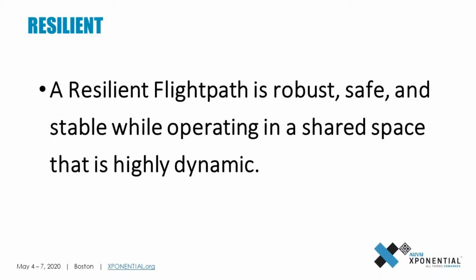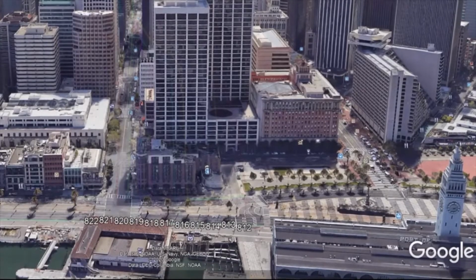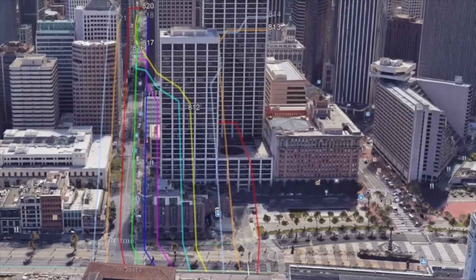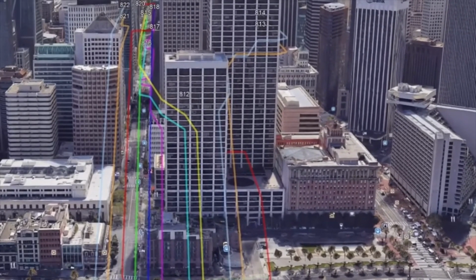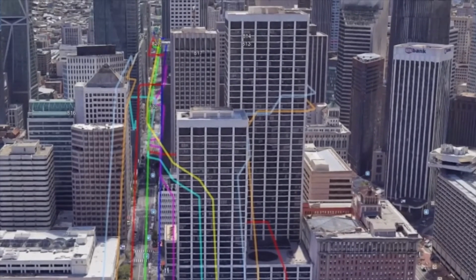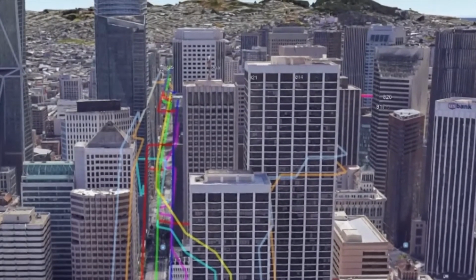A resilient flight path is robust, safe, and stable while operating in a shared space that is highly dynamic and conforms to the set airspace's parameters. Our early simplistic implementations of UAM in Latin America are intentionally structured to reduce these requirements as much as possible. But as the system evolves to handle more traffic at lower prices, and more Veyron vehicle vertiports, the dynamics of the system will continually increase. We are planning for this evolution at the outset.